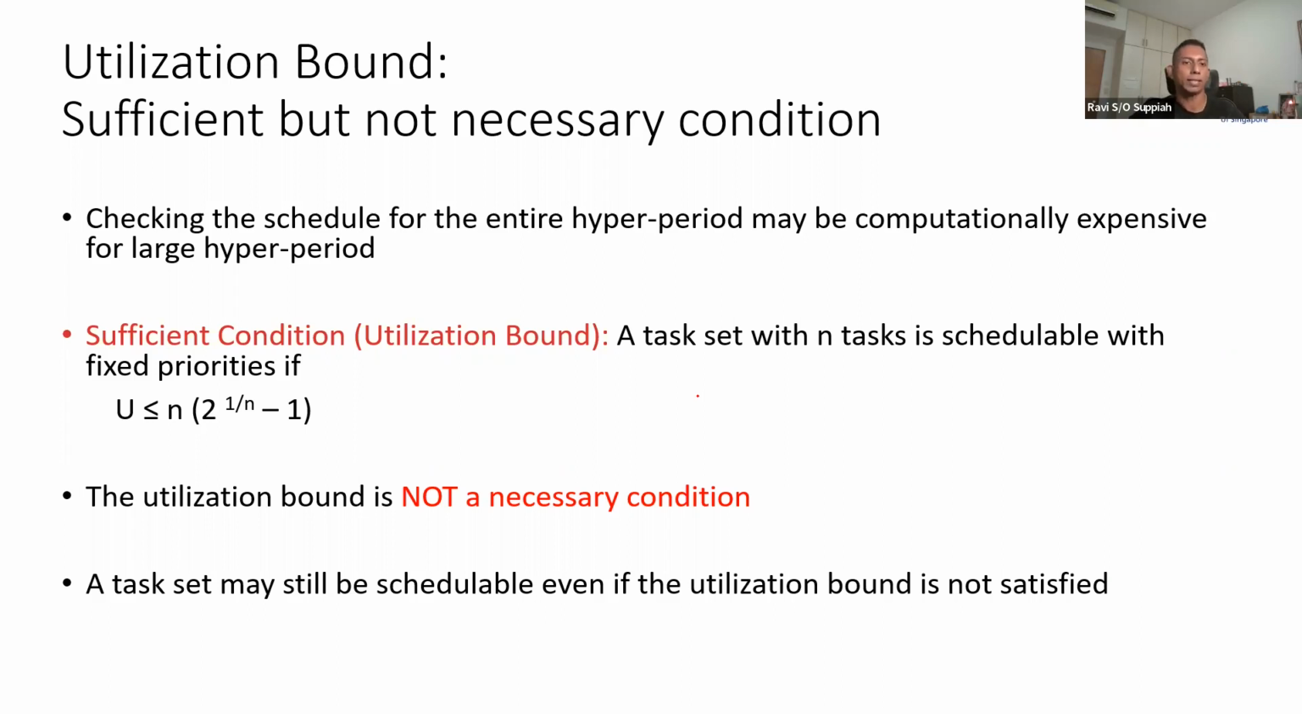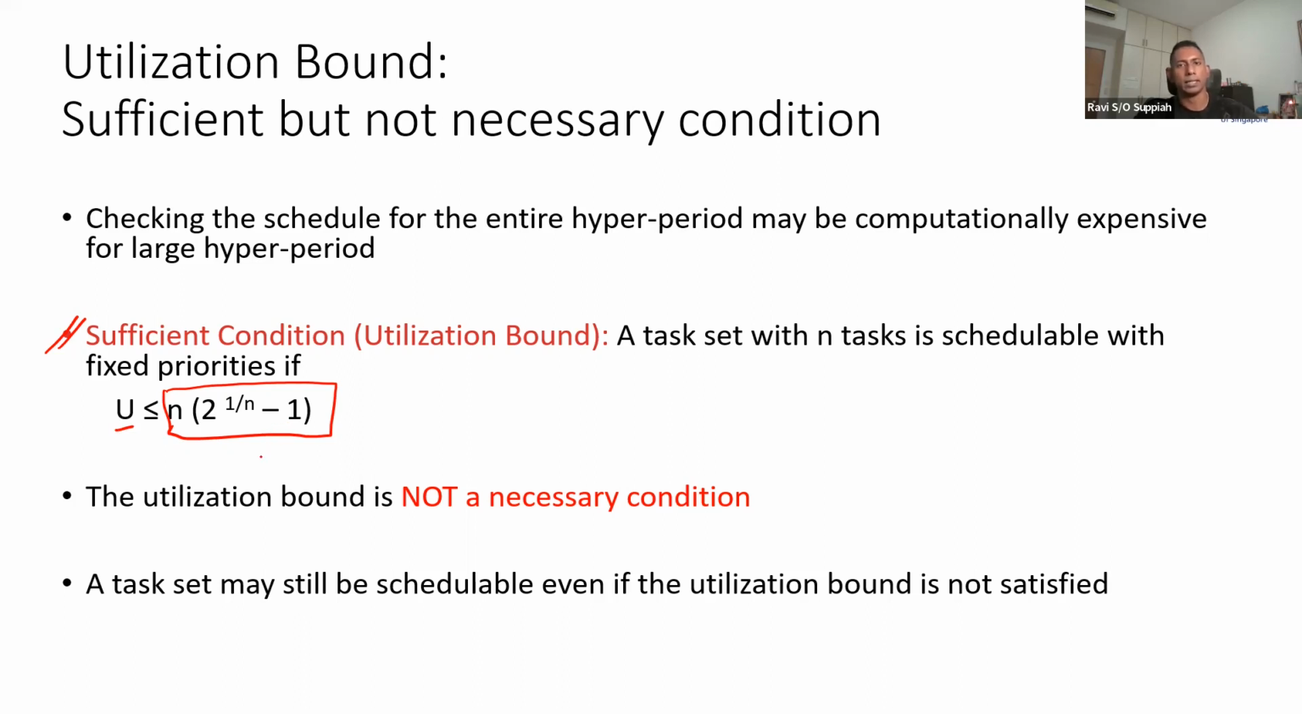So that is where we have another condition, another formula called the utilization bound. So what is the utilization bound? It is given by this formula over here. You don't need to worry about the formula, you just look at the table on the next page. Basically, what we need to do is compute the utilization and check whether it is within this utilization bound.